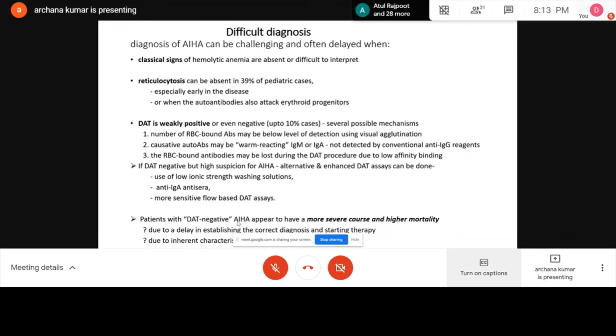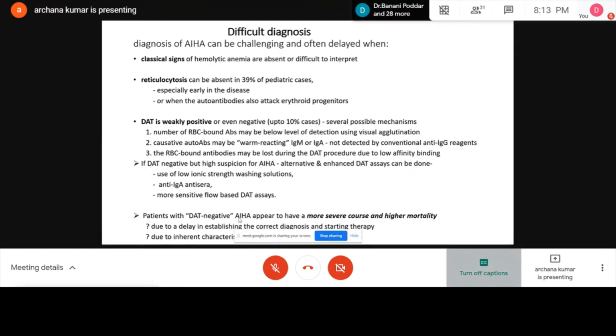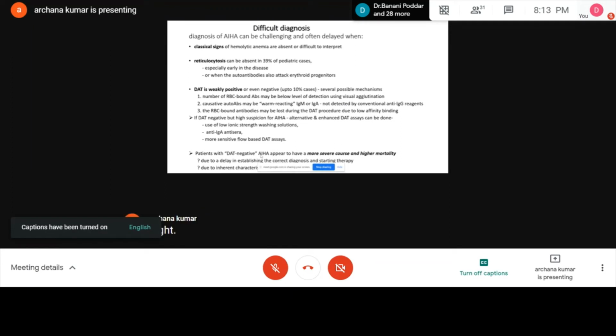There can be a problem in diagnosis of AIHA, especially when the classical signs of hemolytic anemia are absent or difficult to interpret. Often we think this jaundice is because of a liver disease or something, and we do not think about autoimmune hemolytic anemia. This I've already discussed. Reticulocytosis can be absent in about 39% of pediatric cases, because it's very early in the disease when reticulocytosis has not happened, or when autoantibodies also attack the erythrocyte progenitors, which we talked about earlier.